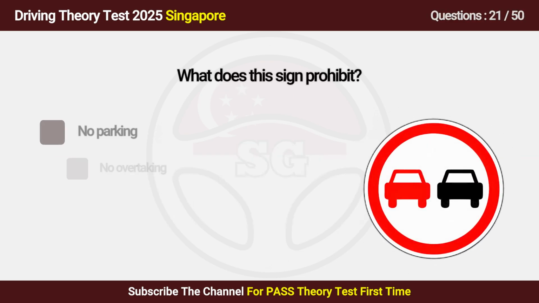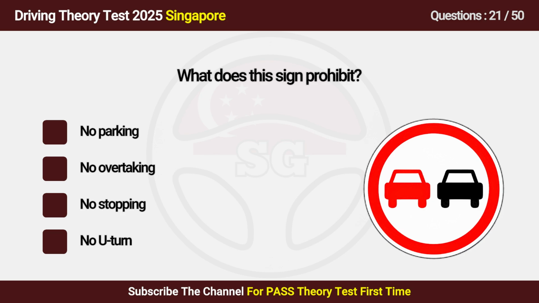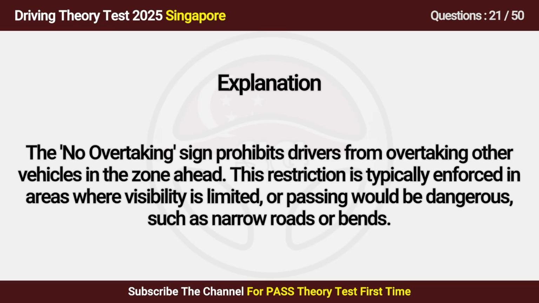Question 21. What does this sign prohibit? A. No parking. B. No overtaking. C. No stopping. D. No U-turn. Answer is B. No overtaking. The no overtaking sign prohibits drivers from overtaking other vehicles in the zone ahead. This restriction is typically enforced in areas where visibility is limited or passing would be dangerous, such as narrow roads or bends.